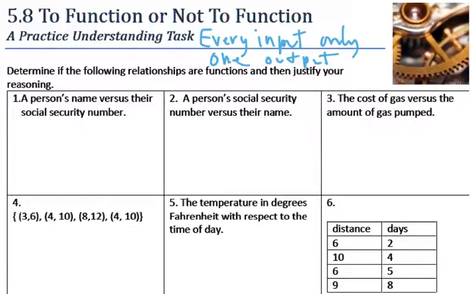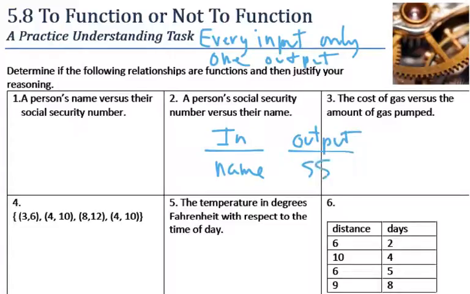Number one, a person's name versus their social security number. So let's think about it. The input here is your name. The output is your social security number. Now, we know that every single person in the United States has their own unique social security number. Everybody does not have their own unique name. So the question is, can I find two people with the same name with different social securities?